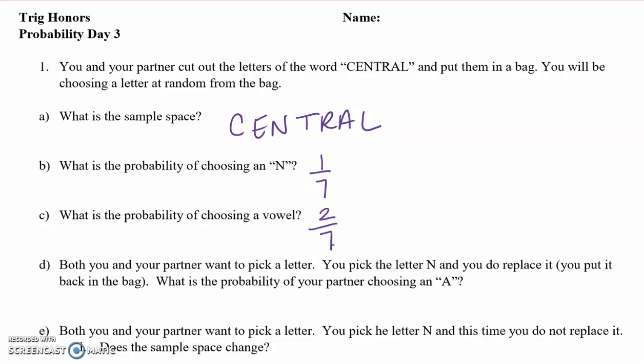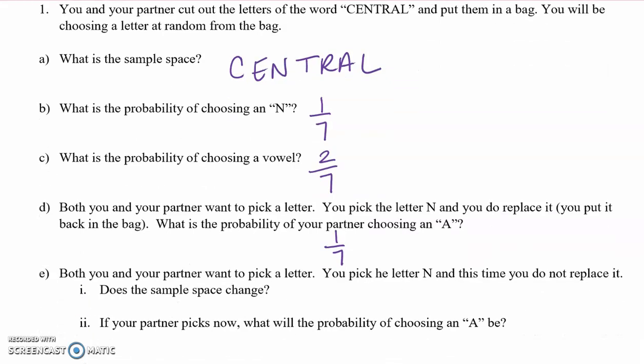You and your partner want to pick a letter. You pick the letter N and you do replace it. What is the probability of your partner choosing an A? That probability is 1 out of 7 because it's almost like you didn't pick anything at all, because you reset the sample space by replacing the N.